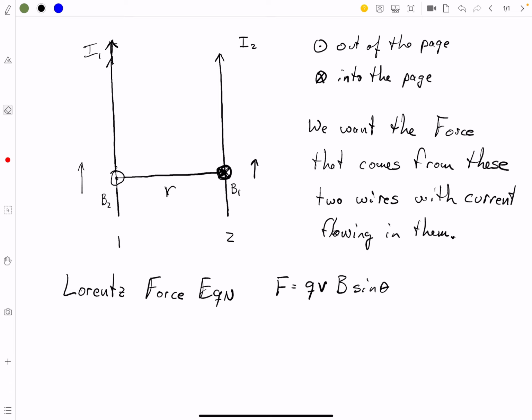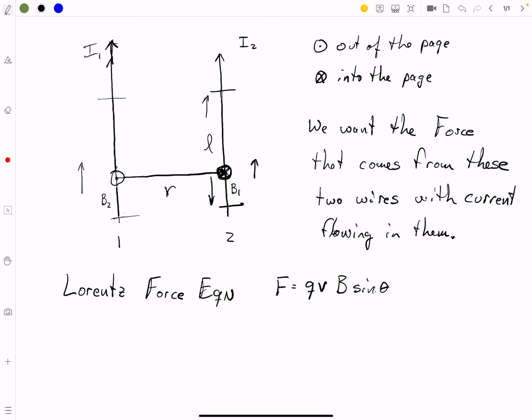Okay, well, let's do this thing where we create a length from here to here, say. We call it L. And that L corresponds to both conducting wires.